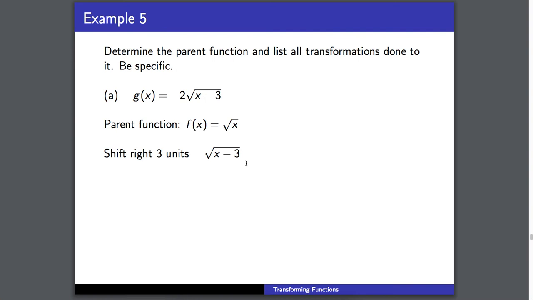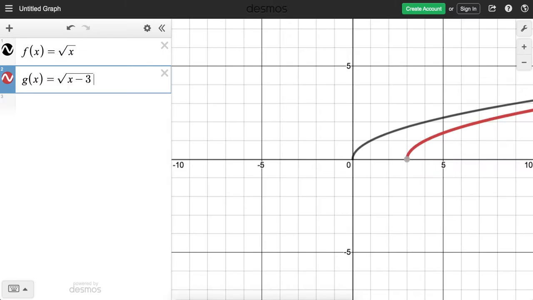Next up, do we have any reflections? Yes, we have that negative out in front. That's a reflection across the x-axis. The 2 will come into play in a moment, but for right now, the negative out in front is a reflection across the x-axis. So we can continue to build our function as we go. It's going to take it and flip it over the x-axis.